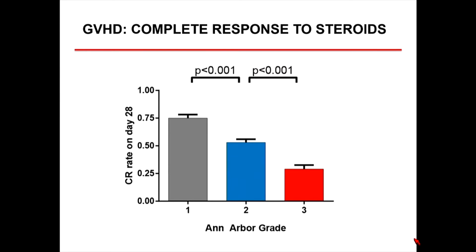We used the non-relapse mortality as the endpoint for defining the algorithm, but as you would expect, the patients who were in the low-risk group would have the greatest response to treatment, particularly to steroid treatment. So here you see the complete response rate at day 28 in the 3 risk groups, about 75% for Ann Arbor 1, about 50% for Ann Arbor 2, and slightly less than 30% for Ann Arbor 3.